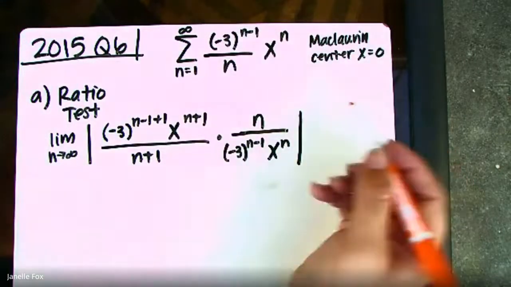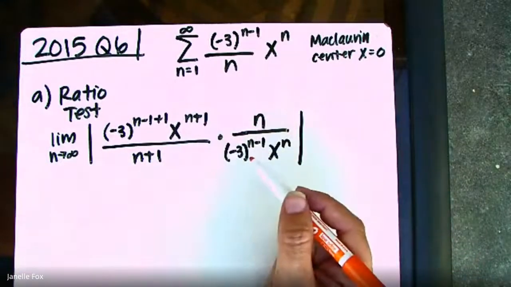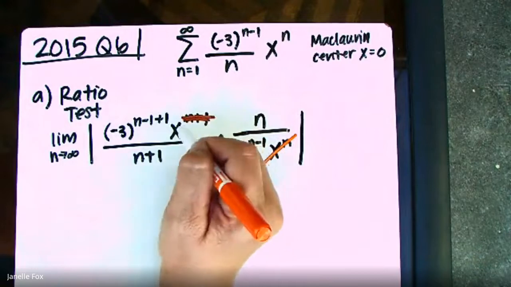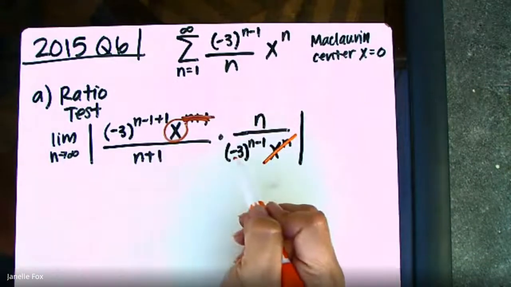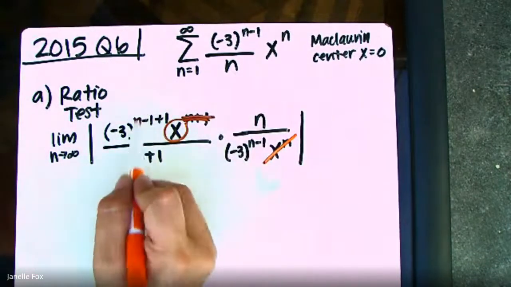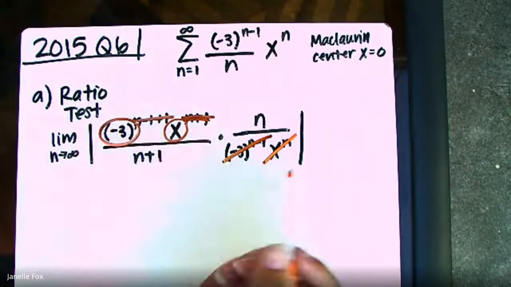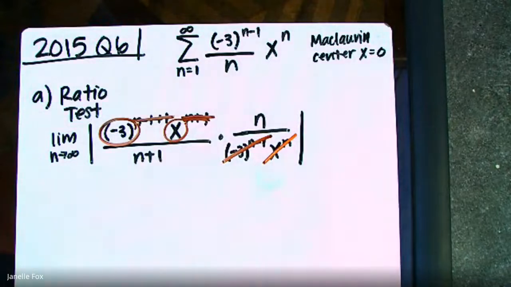Okay, I'm back. Okay, so now we're going to cancel some things algebraically. So one of the things is that this x to the n is going to cancel with all of these, and there's just going to be an x left. This negative 3 to the n minus 1 power is going to cancel with all but one of these, so all of these are going to go away, and we have a negative 3 on top. And then we just have an n and an n plus 1 left over.